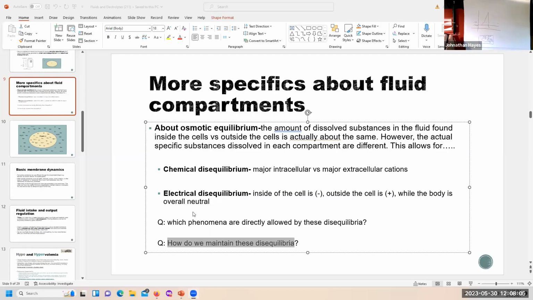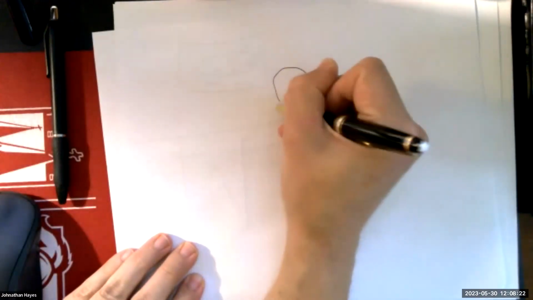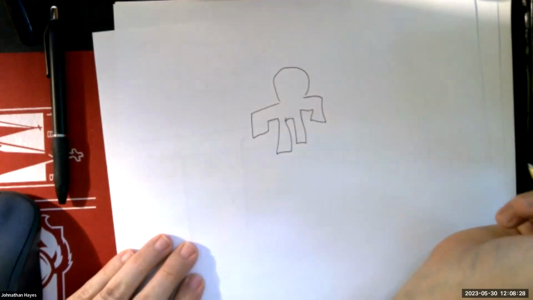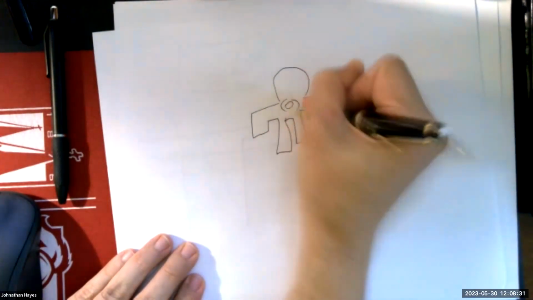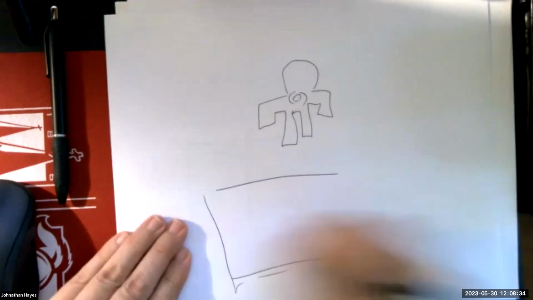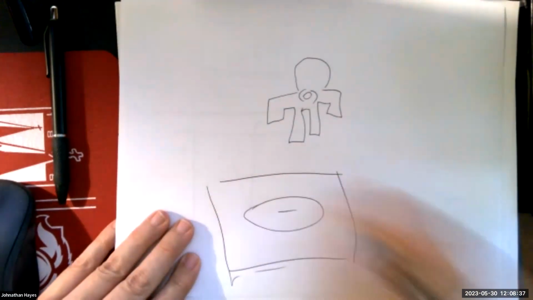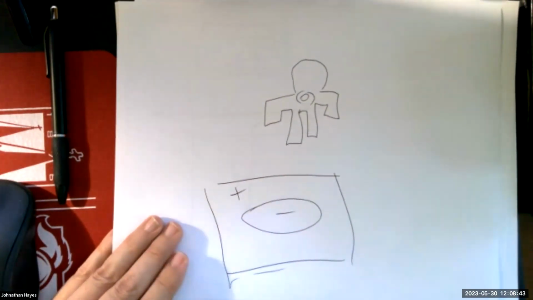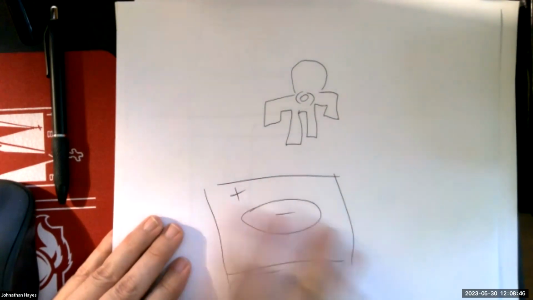And then the electrical disequilibrium that we're talking about here, this is another similar idea. Overall, the body has electrical equilibrium, right? If you're looking at the whole body, here's my body right here. That's me, right? The whole body is neutral, no charge, okay? But inside of the cells, we have a certain charge to it. Inside of cells tend to be electronegative. Outside of the cells tend to be electropositive, but all together, it ends up being electroneutral, right? So we need to maintain that too.